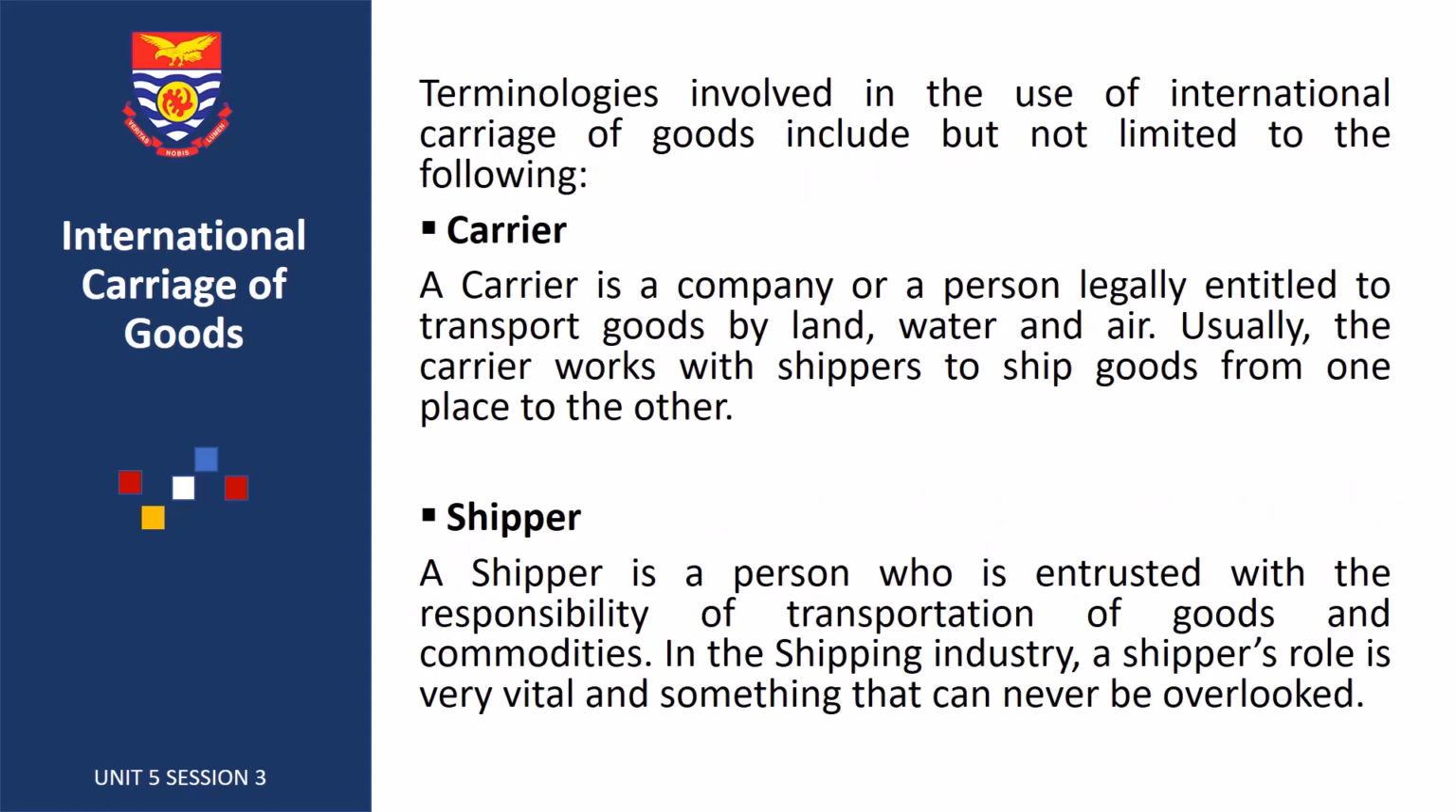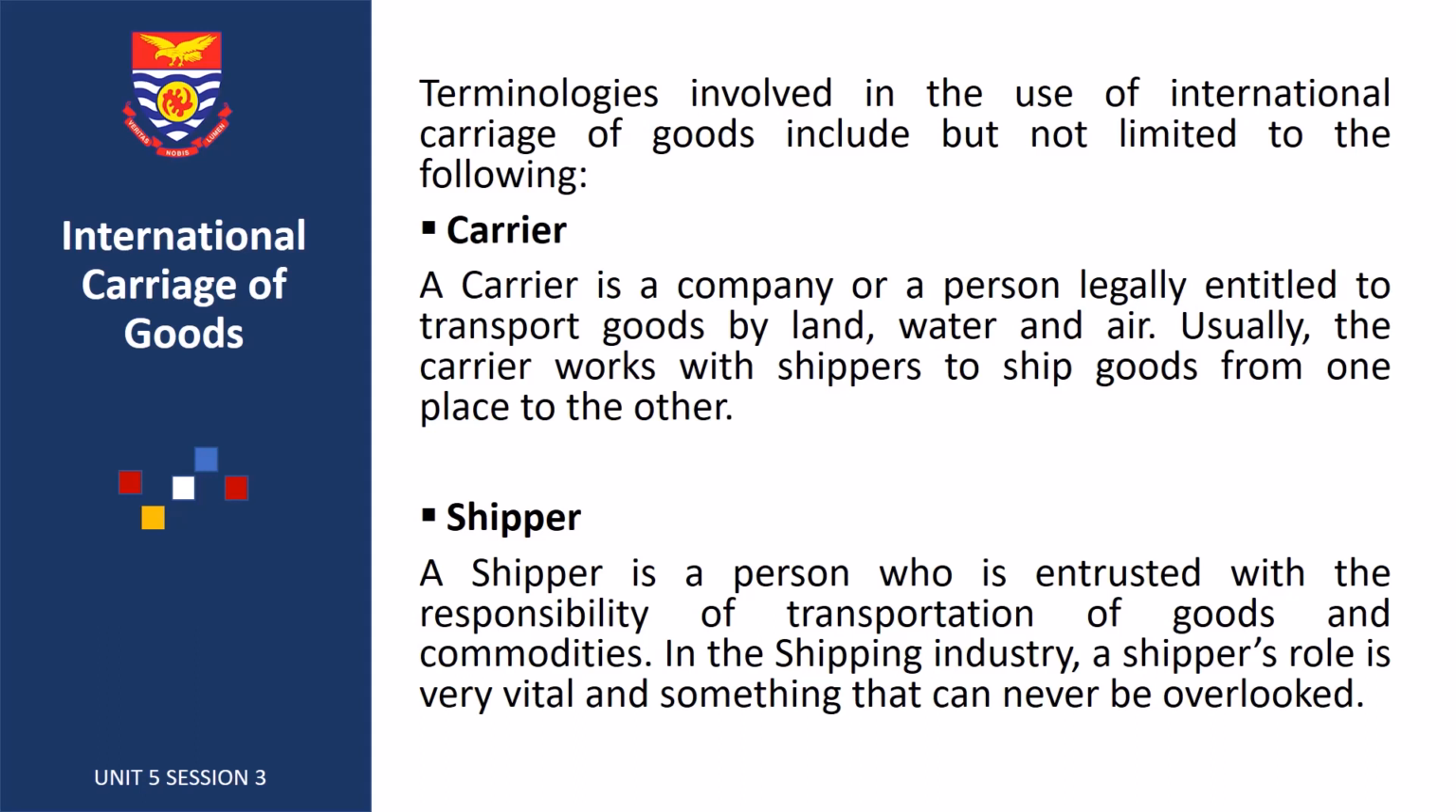So we have some terminologies we may want to use in international carriage of goods. In an international carriage of goods, a carrier is a company or a person legally entitled to transport the goods. So it's like they are carrying it from wherever to you at wherever. Then we come to shipper. A shipper is a person who is entrusted with the responsibility of transportation of goods and commodities.